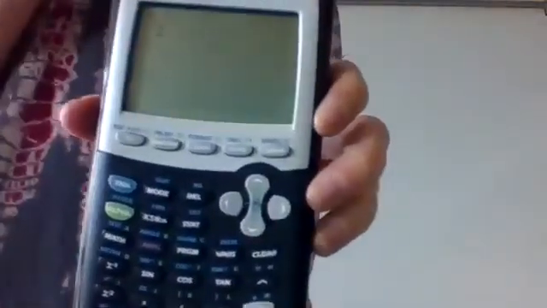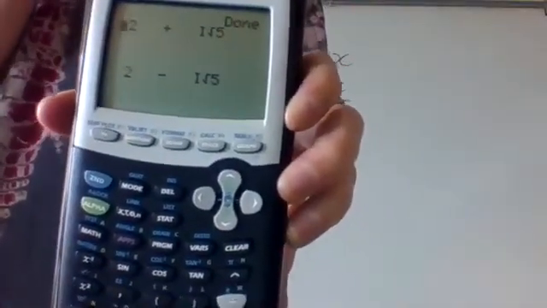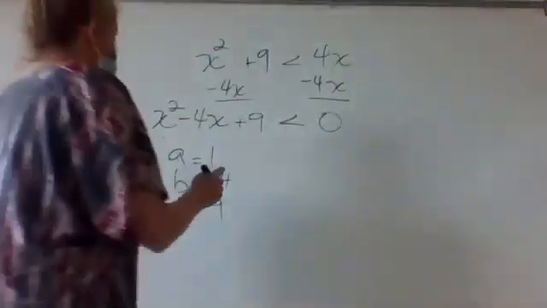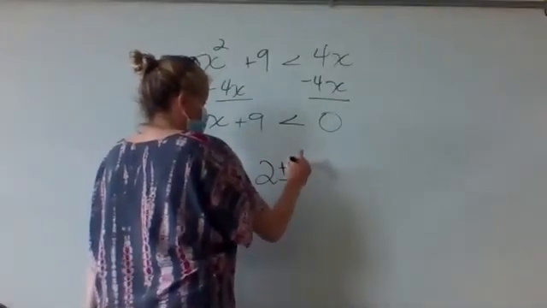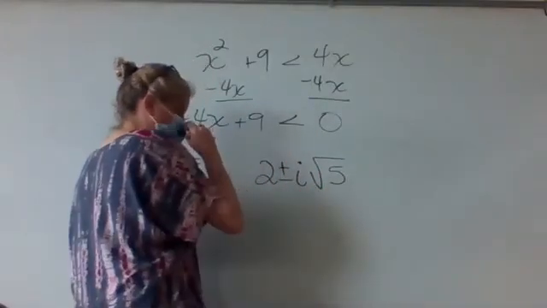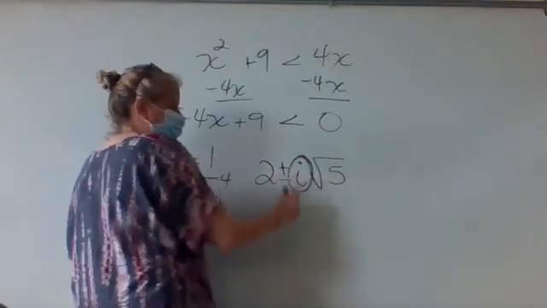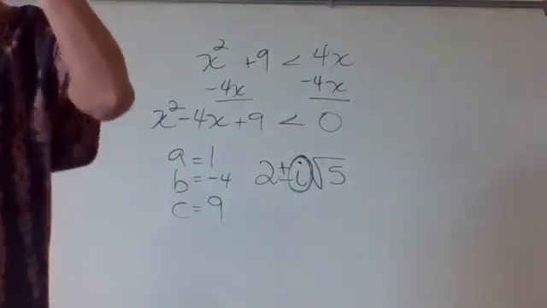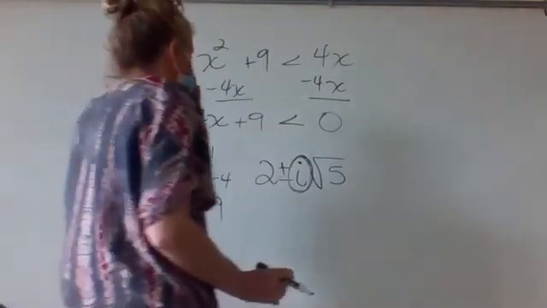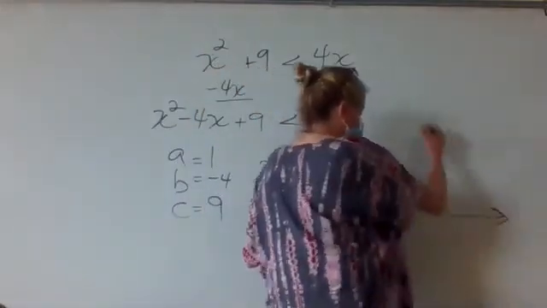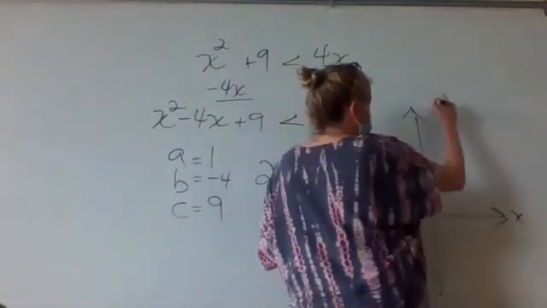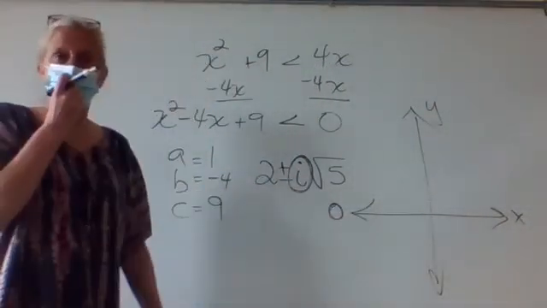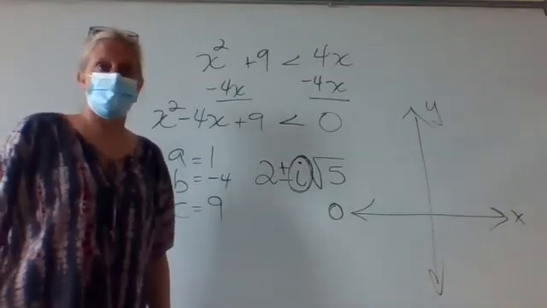What do you notice when you punch in and get your answer? What are the solutions or the zeros? 2 plus and minus i square root of 5. If these were x-intercepts, where in the world are you going to plot that? It's got an i in it. You can't put an i on the x-axis. You're not going to be able to plot that, which means, let's think about what that means about this parabola. So here's my 0. It doesn't cross the x-axis anywhere.